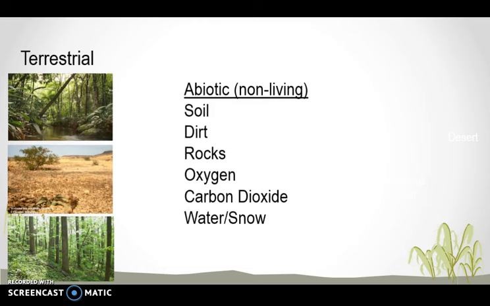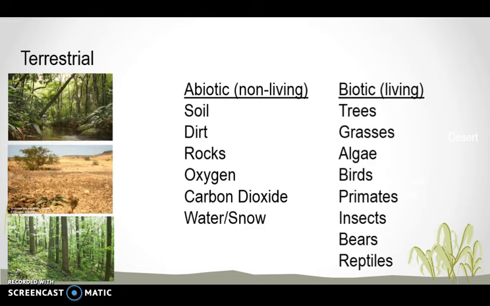Some of the abiotic resources would be the soil, the dirt, the rocks, the oxygen, which is needed for the animals to breathe, and the carbon dioxide, which is needed for the plants to conduct photosynthesis, as well as the water and or ice and snow. Many living things that are found on land would be trees, grasses, algae, birds, primates, insects, bears, reptiles.